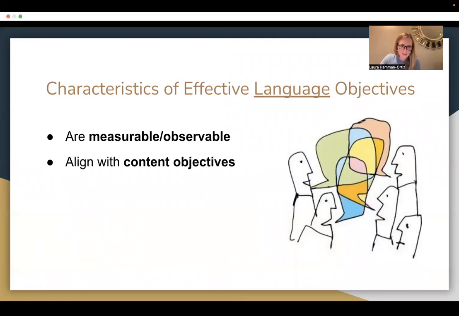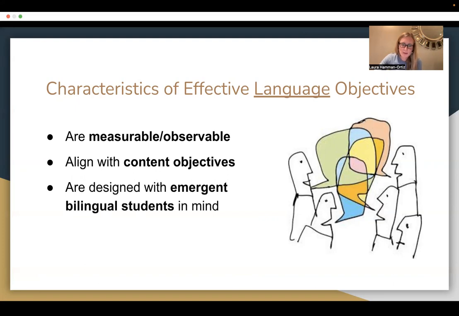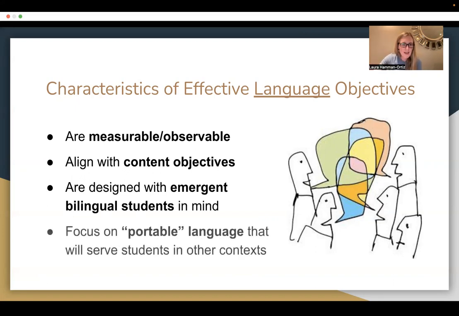It should align with content objectives. So there should be this symbiotic relationship between the content focus and then the language focus for the unit or the lessons. It's designed with your emergent bilingual students in mind specifically, and we want to think about what kind of language supports and goals would be the most useful for your multilingual students. And it focuses on portable language that serves students in other contexts.